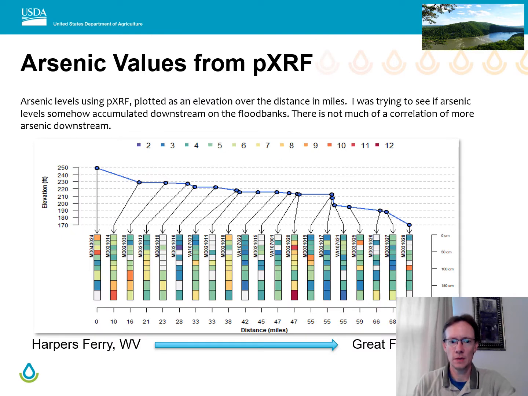Okay, I'm going to try to speed through this one. These are arsenic values from the XRF gun, and it shows them by distance along the river, also with the dots for elevation plots. It really didn't show any correlation of arsenic levels being higher or lower as you go downstream.